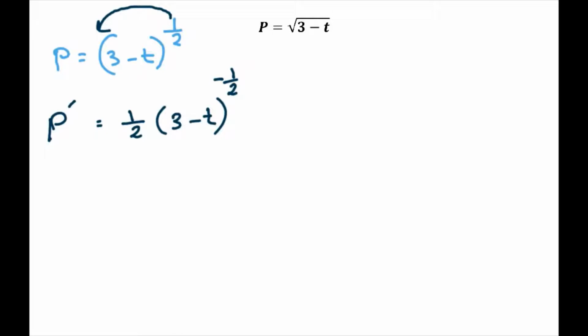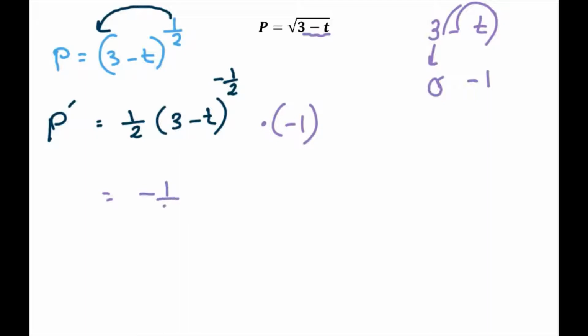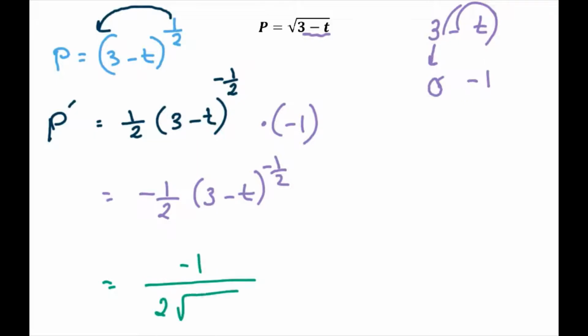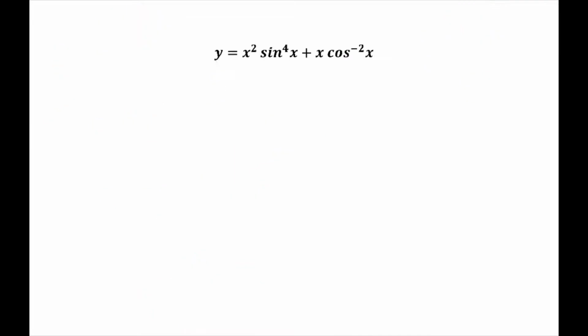And then I will multiply this by the derivative of whatever is inside. Well, what is the derivative of 3 minus t? The derivative of 3 is 0. Negative t is negative 1. So multiply by negative 1. Now to simplify, we have negative 1/2 times (3 minus t) to the power of negative 1/2, and the negative 1/2 power is going to be 1 over the square root. So let's try the next question.